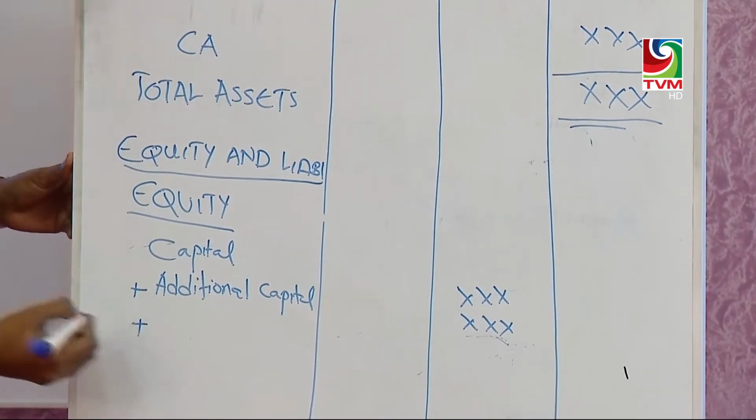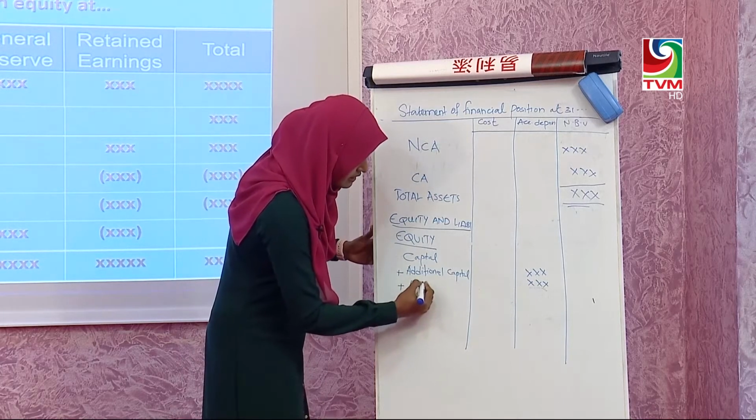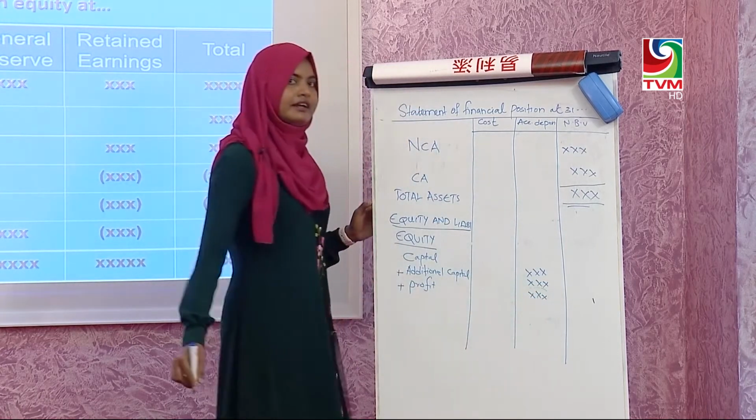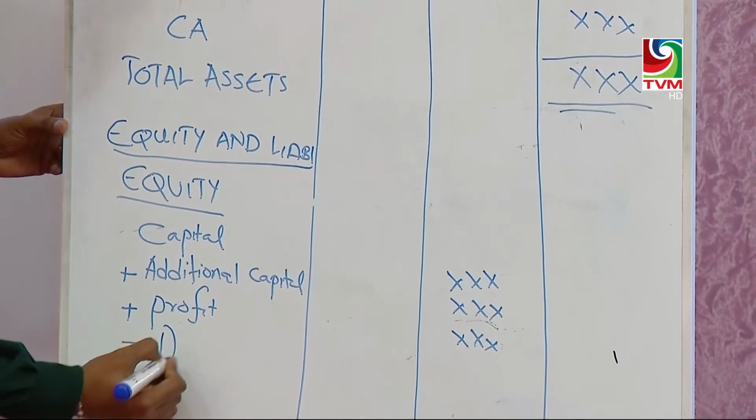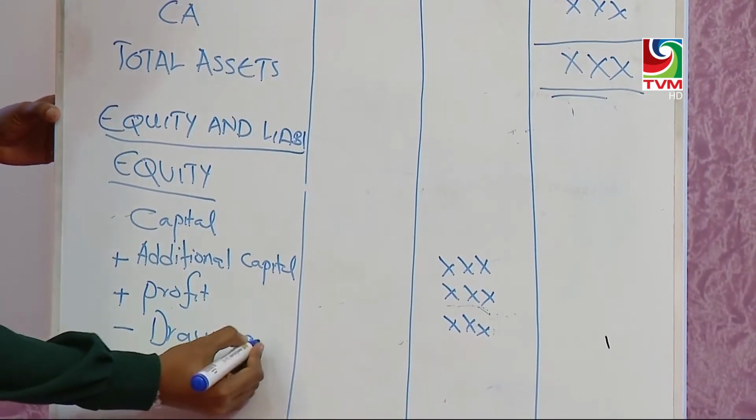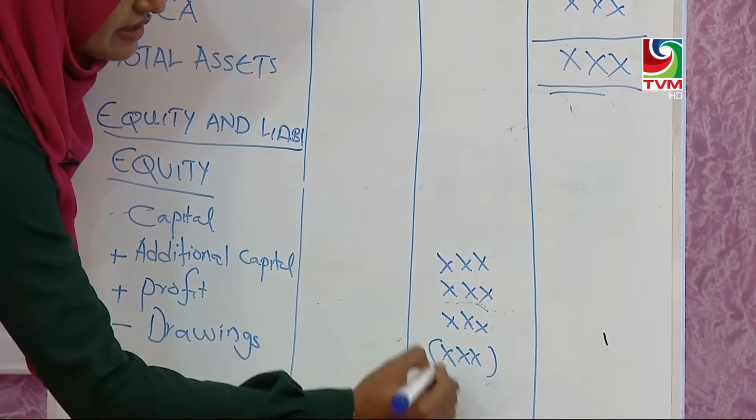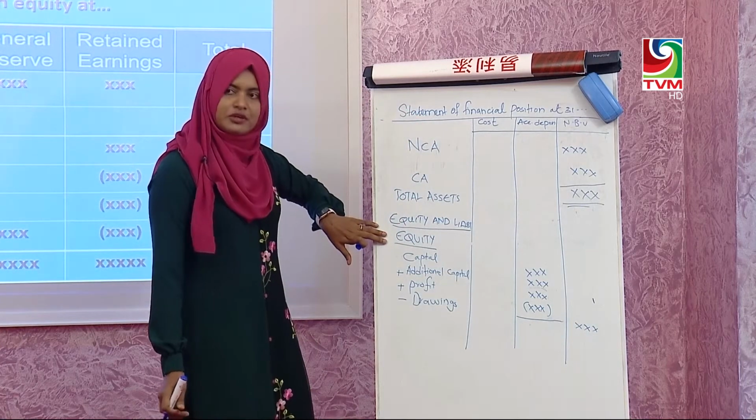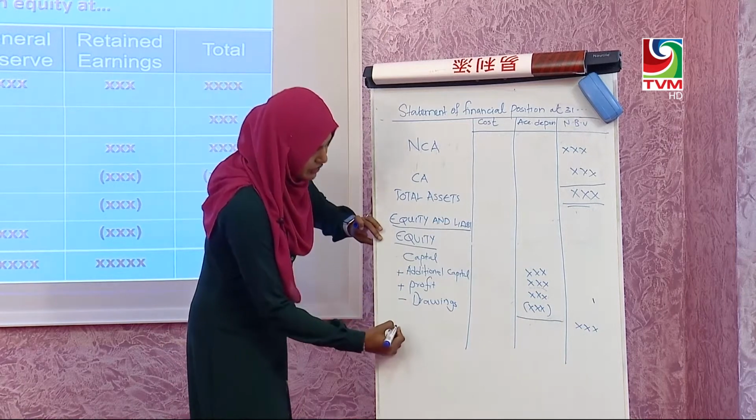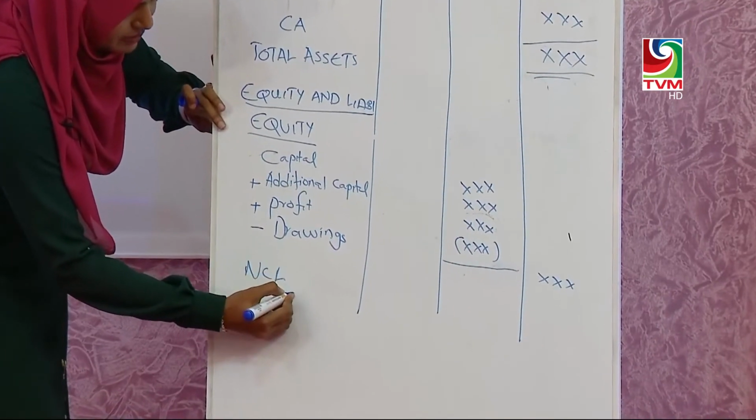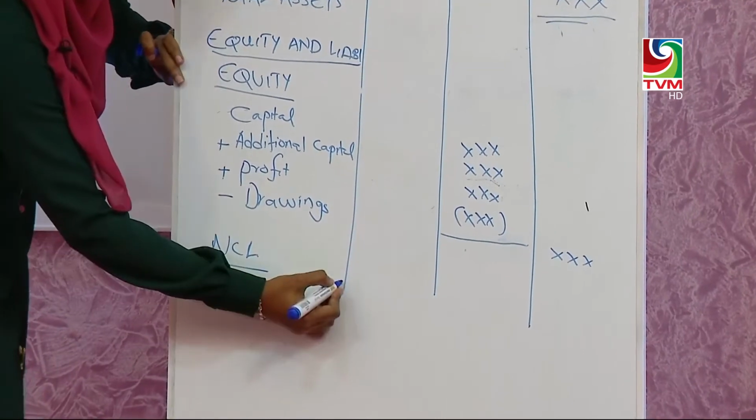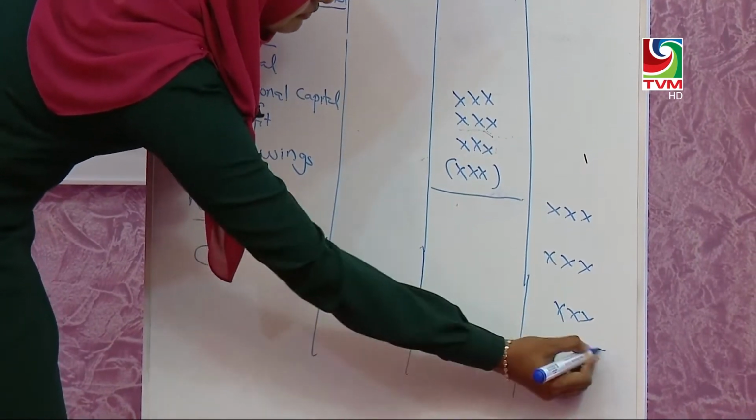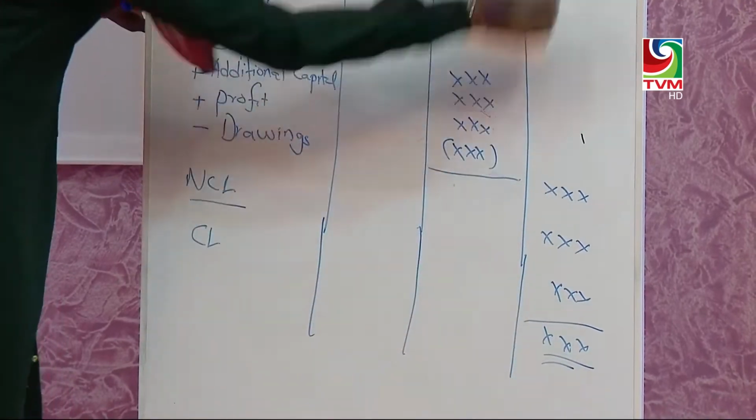After that, if the business has made a profit, that profit has to be added to the capital, and if it is a loss, that loss has to be deducted here. Then finally, we will be subtracting the drawings. When you subtract the drawings here, the answer you get will be taken in the third column. So, that is how we do the equity part. After doing the equity part, we record the non-current liabilities and the current liabilities of the business to get the total, so that the first part of the statement of financial position and the second part will be equal here.